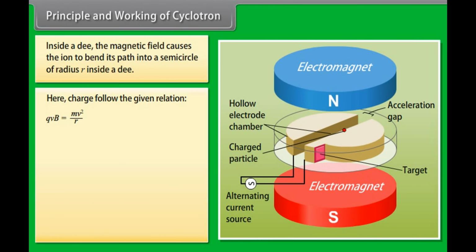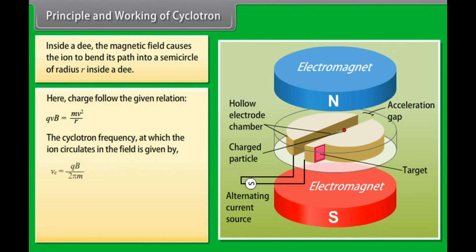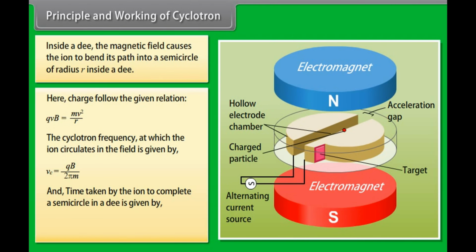qvB = mv²/r. The cyclotron frequency at which the ions circulate in the field is given by qB divided by 2πm. And the time taken by the ion to complete a semicircle in a D is given by πm divided by qB. At resonance condition, the ion arrives between the Ds exactly in time to be repeatedly accelerated and gains energy.